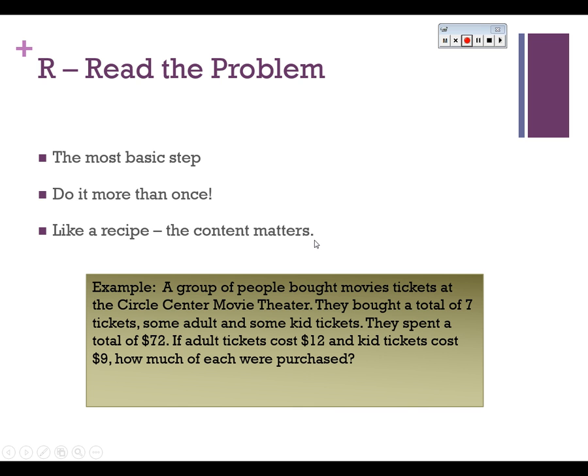So, a group of people bought movie tickets at the Circle Center movie theater. They bought a total of 7 tickets, some adult and some kid tickets. They spent a total of $72. If adult tickets cost $12 and kid tickets cost $9, how many of each ticket were purchased, or how much of each ticket was purchased? Okay, so we've read the problem.